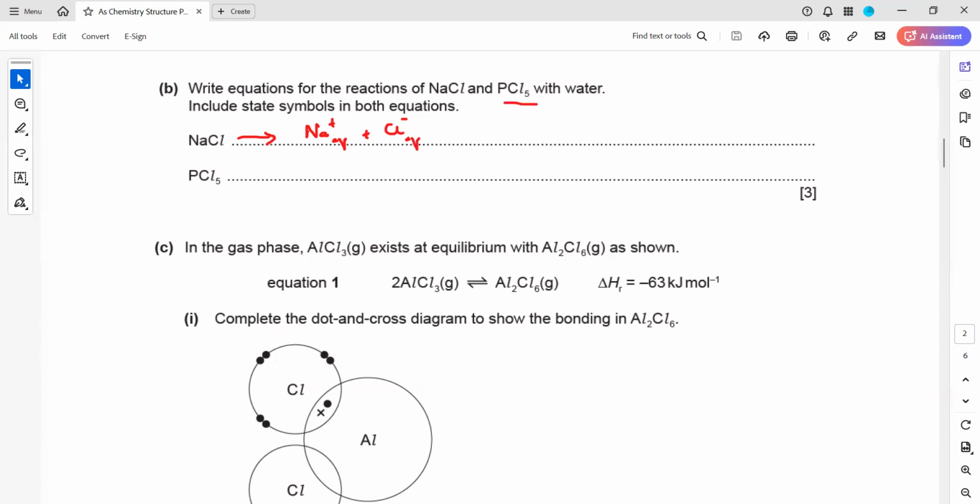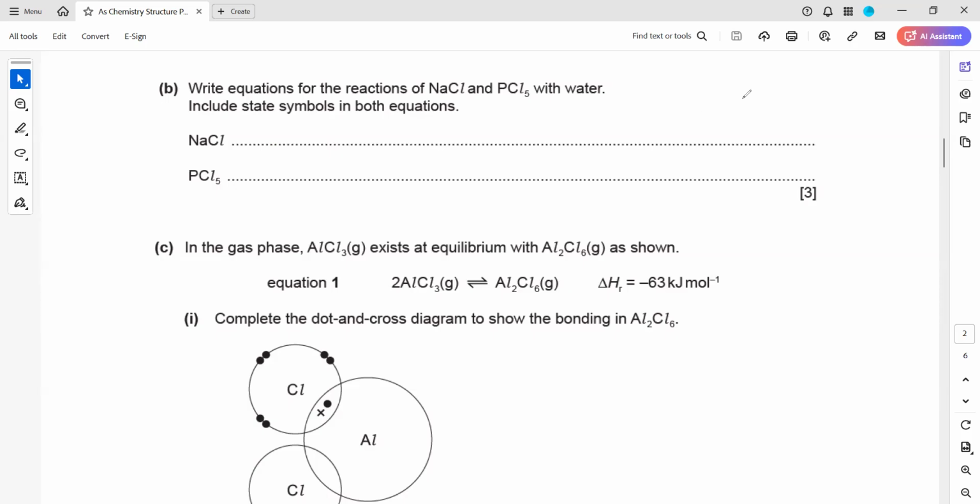PCl5, phosphorus pentachloride, is there because some of the chlorides are acidic, so when it mixes in water, it will form phosphorus acid and hydrochloric acid. So there's a result for this reaction. Actually, when sodium chloride is added to water, there is no chemical reaction, it's just a physical change.